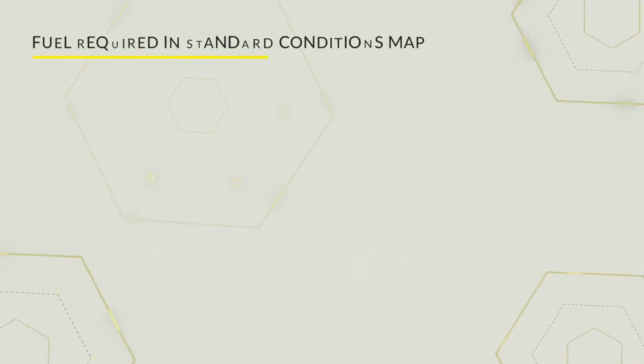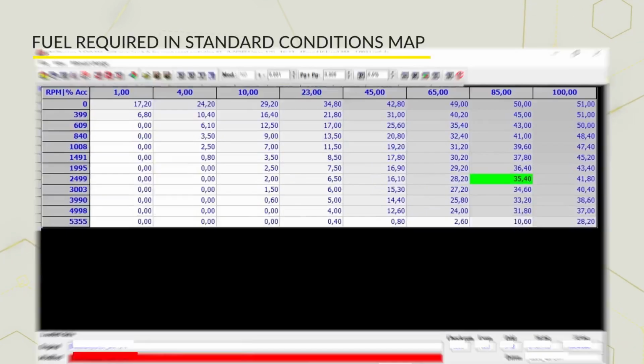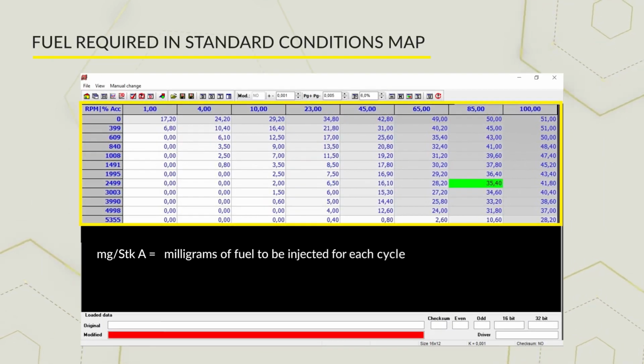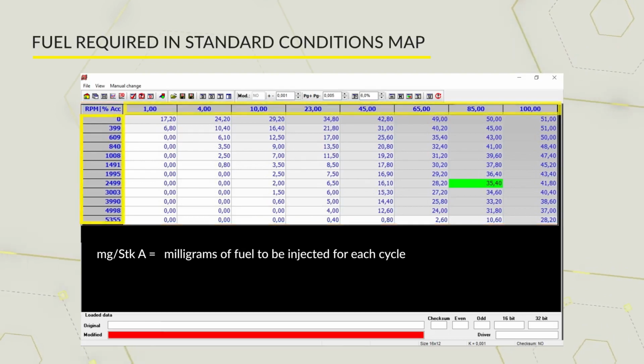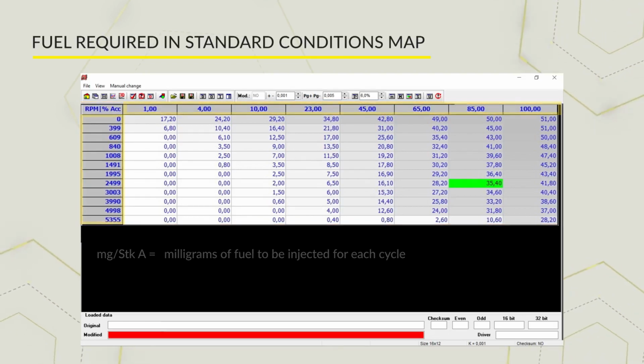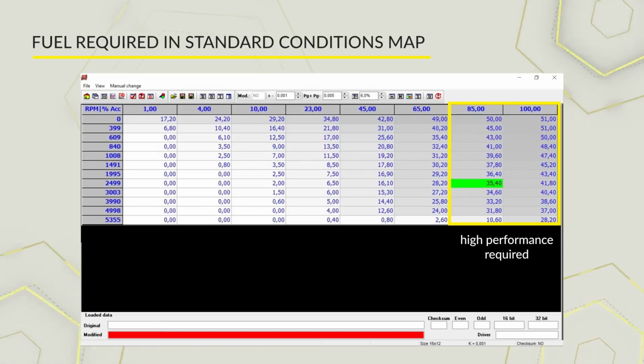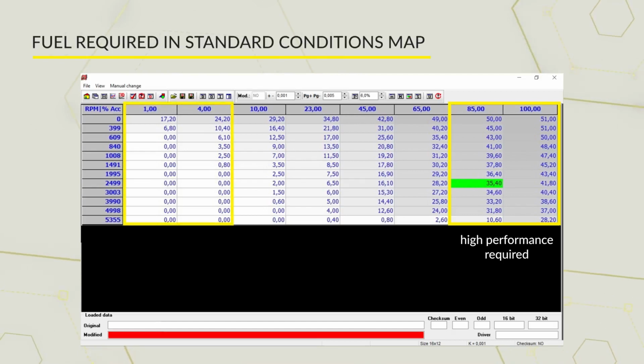Let's analyze a fuel required in standard conditions map. In this map, the values present are expressed in milligrams of fuel to be injected for each cycle, as a function of the speed and the percentage of the accelerator pedal pressed. We can immediately notice that the manufacturer has already foreseen the amount of fuel in the event of high engine revolutions or a high accelerator pedal percentage, which can be translated as high performance required. Conversely, when the engine revolutions or the percentage of accelerator pedal depressed are at idle, the engine control unit reduces the amount of fuel to be injected to provide lower performance.